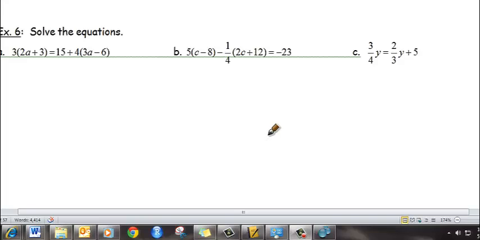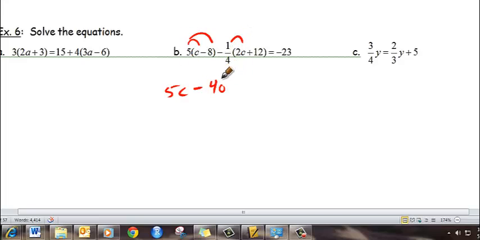Alright, solving equations, your number one rule is to get everything on one side of the equal sign, all the variables on one side of the equal sign, all the numbers on the other. So let's do this with b, because that looks like the most complicated one, and leave the other two to practice on your own. So we do what we did in the last step, and we distribute our variables. So we get 5c minus 40, so distribute the number, sorry.